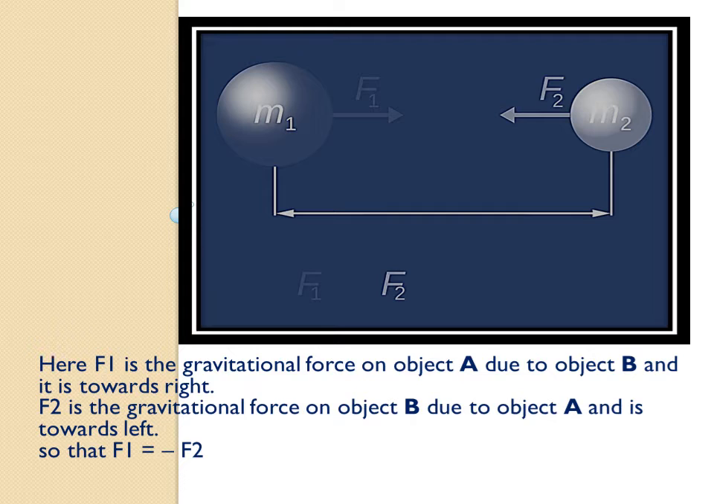How to derive this formula? In this figure, F1 is the gravitational force on object A due to object B, and it is toward the right side, which is shown by an arrow. Now F2 is the gravitational force on object B due to object A and is toward the left, which is again shown by the arrow toward the left. The magnitudes of the forces F1 and F2 are equal, so we can write F1 is equal to minus F2. Here the minus sign indicates that both forces are in opposite directions.